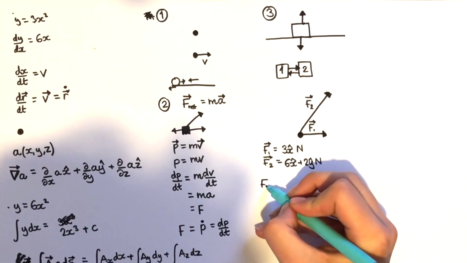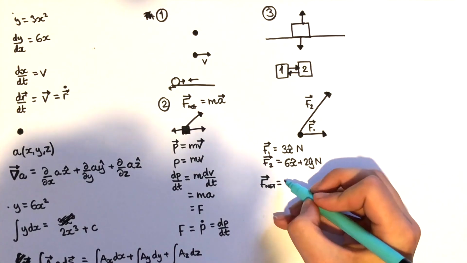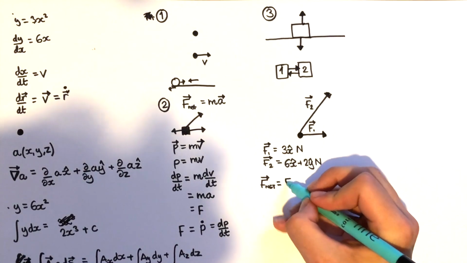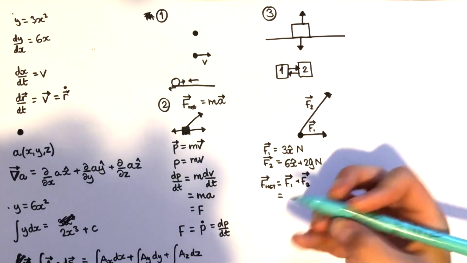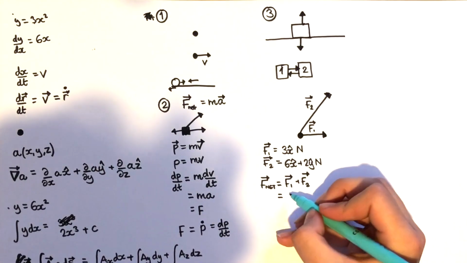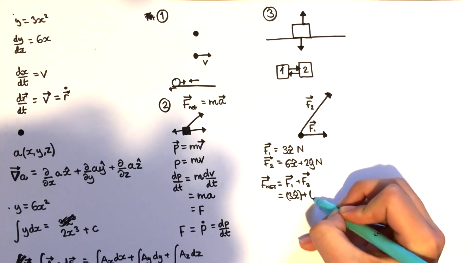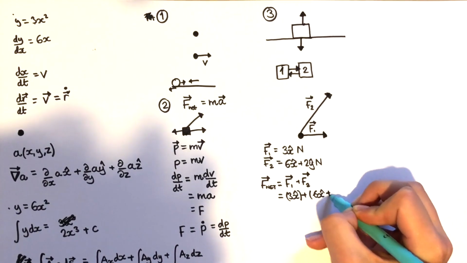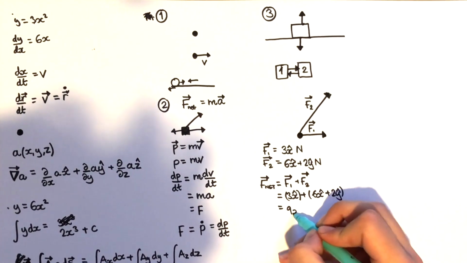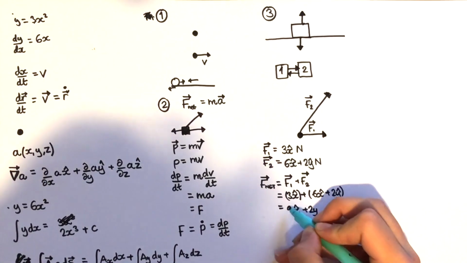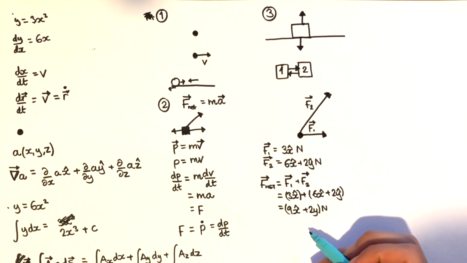Well, we know that the net force is the vector sum of all of these forces. So the net force is simply F1 plus F2. And of course, how do we add vectors together? Well, we simply add component by component. So we add 3x hat, which is F1, to F2, which is 6x hat plus 2y hat. And that gives us 9x hat plus 2y hat newtons. And that is known as superposition.